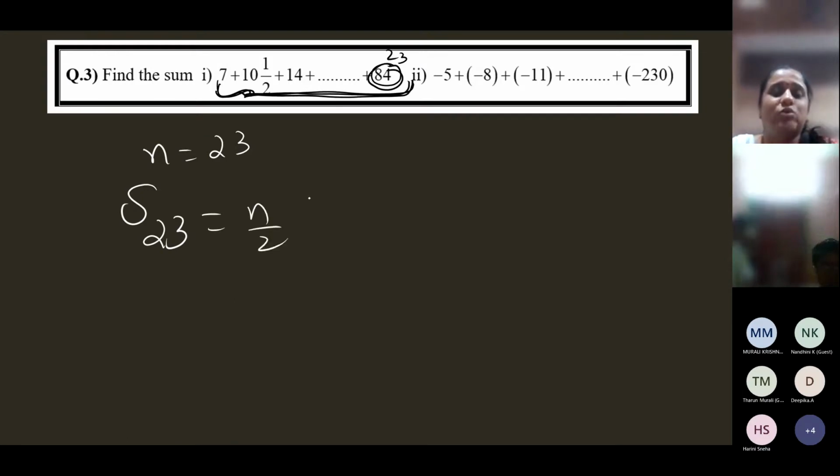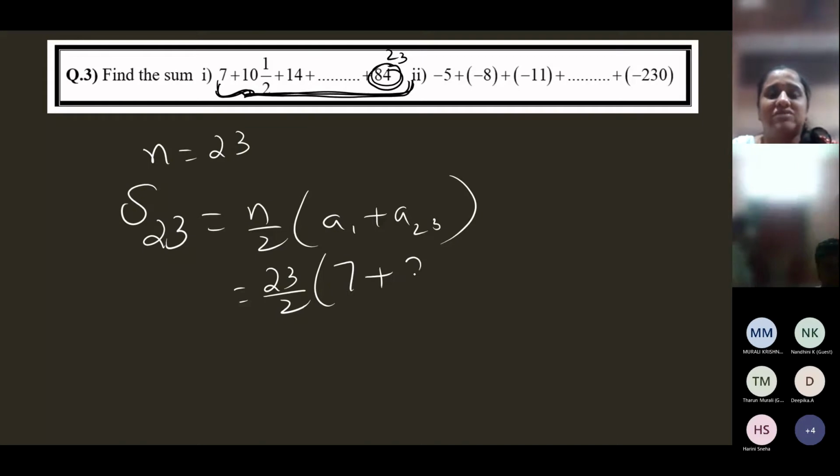S23 is equal to n by 2 of the first term plus the last term. Any formula you can use, children, both will give you the same result. So what's the first term? n by 2, so 23 by 2 of the first term 7 plus the last term 84. Now why did we work this one? Because we had to find the value of n.